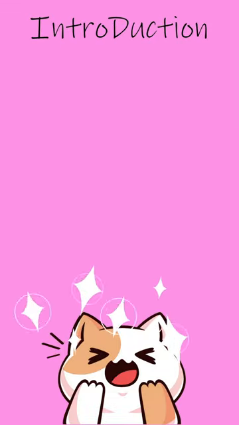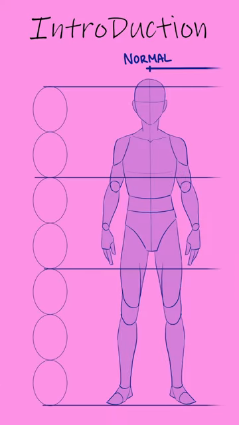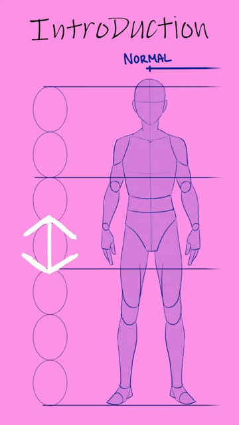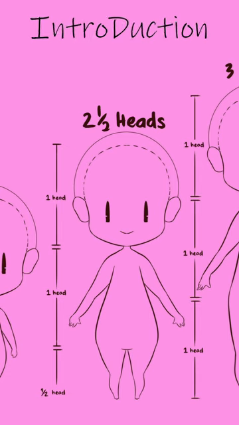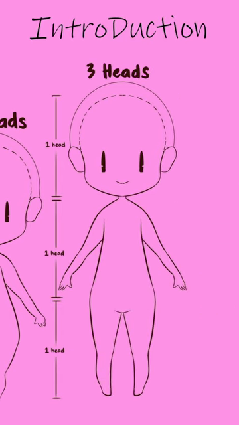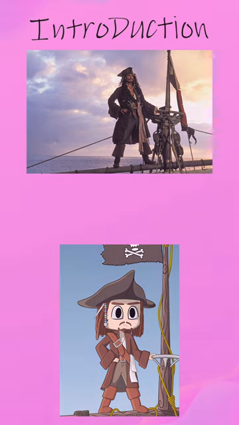The chibi style originated from Japan and it's quite popular around the world. If we compare, the average normal height of a character is usually about 7 to 8 heads tall, whereas in chibi style it's 2 to 3 heads long, and the head size is normally anywhere between 1/3 and 1/2 the character's height. In this style, the attention to details is normally less also.